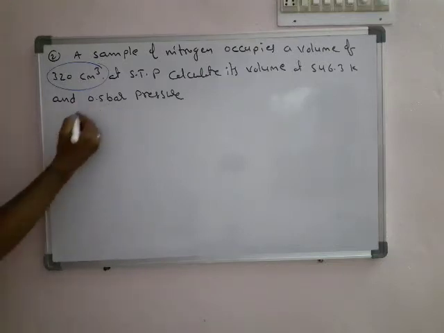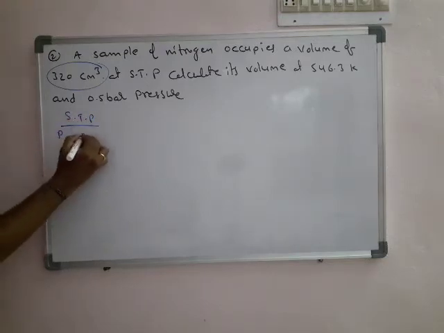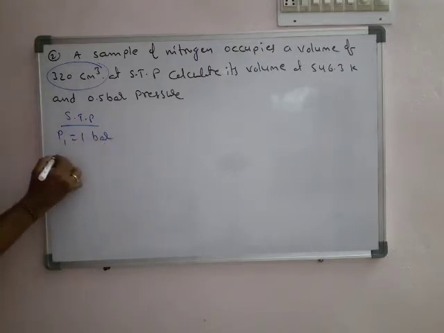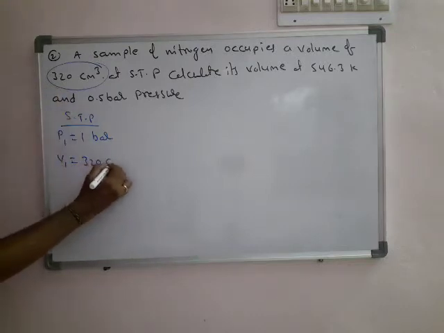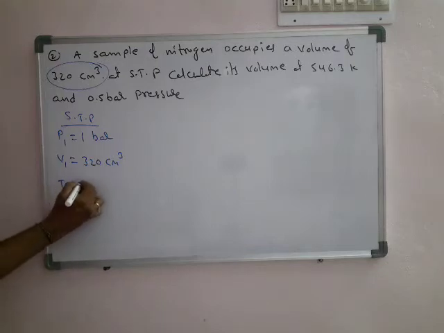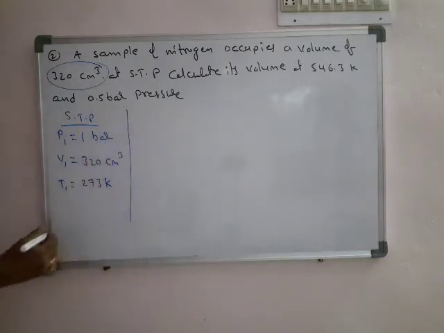So here STP is given. So what are STP conditions? What is the pressure at STP? So 1.01 bar. Generally we take this as 1 bar. The volume is given, that is 320 centimeter cube. So what is T1? STP temperature is a fixed one, 273 Kelvin. So these are the STP conditions.